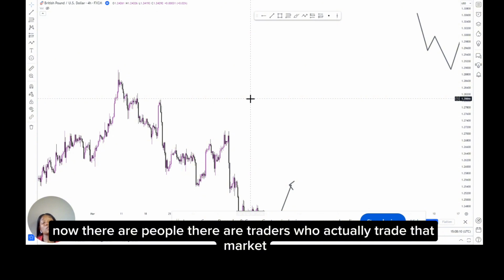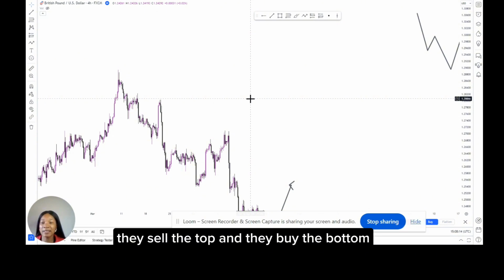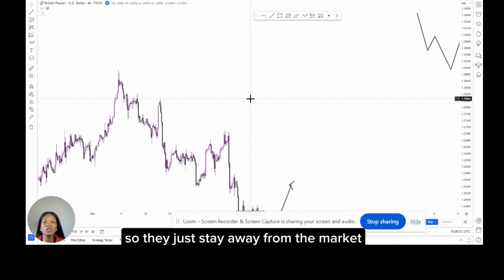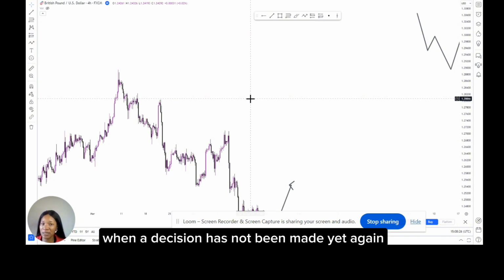Now there are traders who actually trade that market. They sell the top and they buy the bottom, they sell the top and they buy the bottom. Some other traders are not comfortable with that, so they just stay away from the market when a decision has not been made yet.